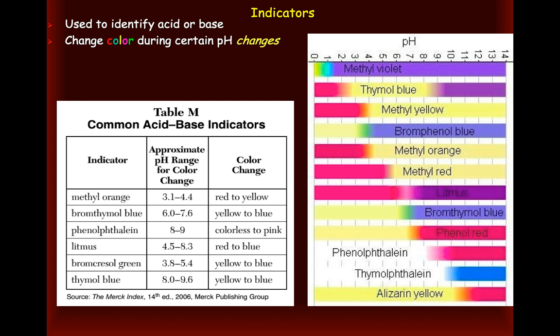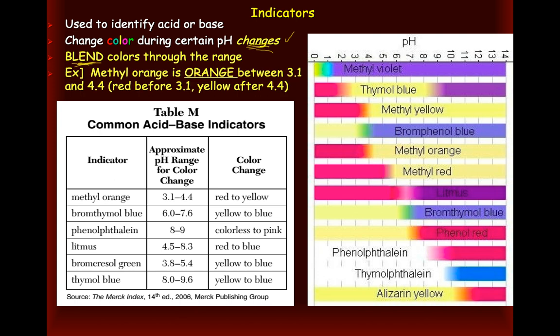Again, Table M is the table that you'll see in the reference tables that you'll get. All right, so we change color on certain pH changes only. That's the key, is the changes in pH. You're going to blend your colors through the range. I'm going to explain that in a minute. A good example is methyl orange.